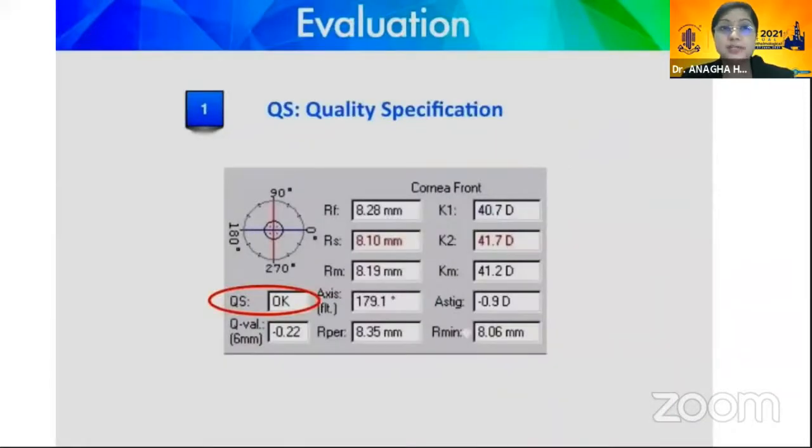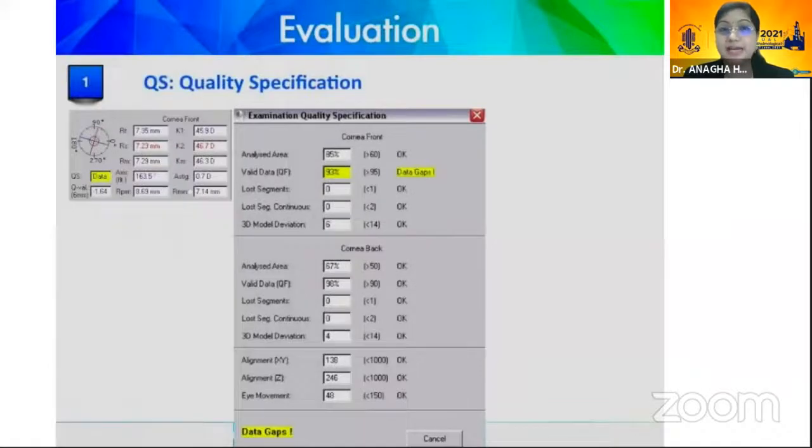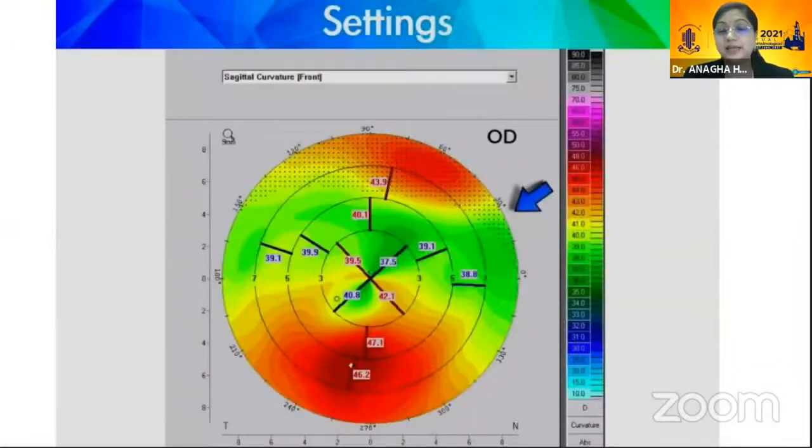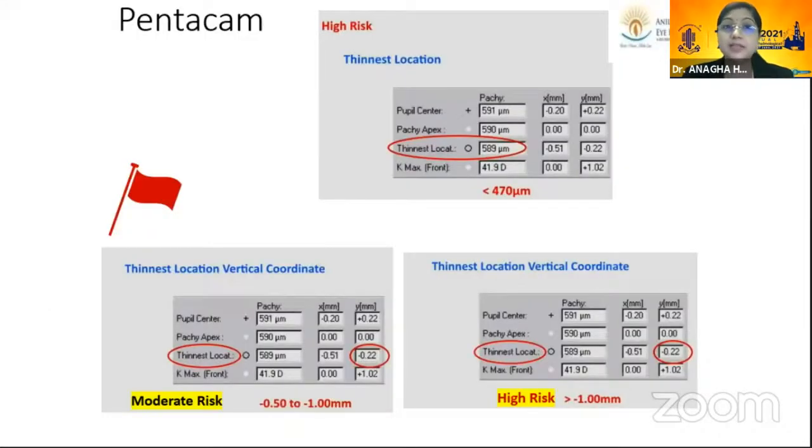Now coming to the quality specification, it should be okay. Now there are times when you can have data gaps, where there could be areas which have actually not been checked, and these are seen in the form of these black dots. And this means that the measurement here is only extrapolated and it is unreliable. Then you come to the thinnest location. If it is less than 470, then it is a very high risk.